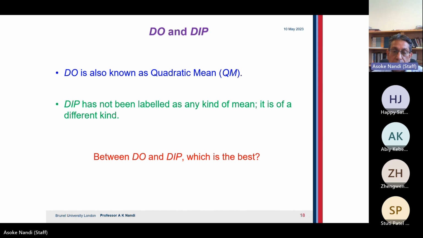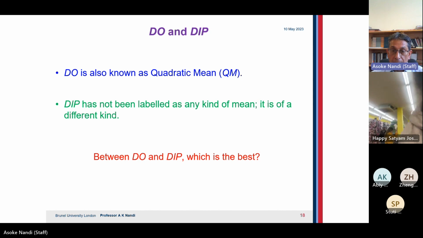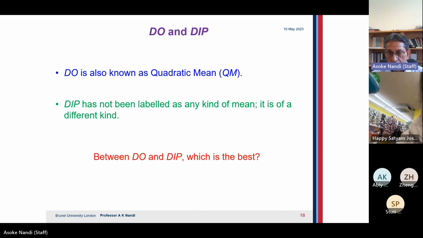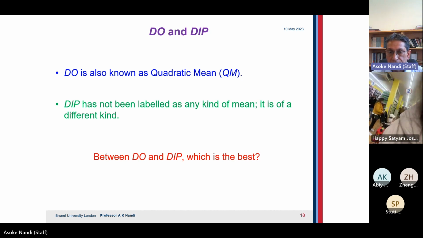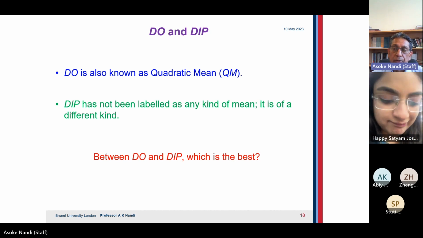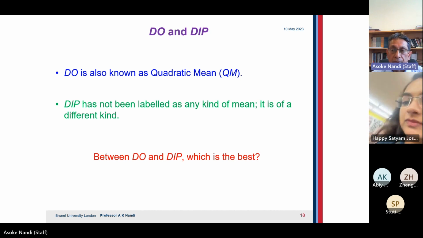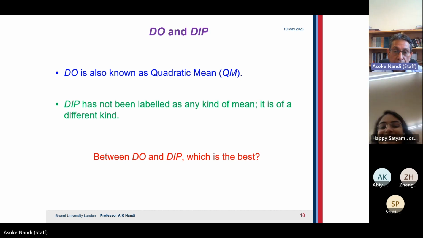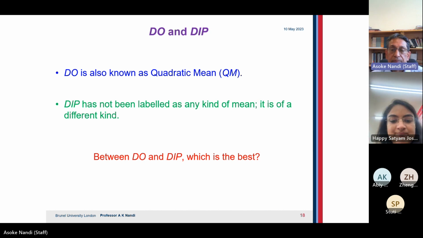And one can ask, between DO and DIP, which is the best? Of course, they didn't exist in the literature before, so I can't say there was no answer. There was no answer because nobody looked at these. But actually, we can answer this question. And it has been answered in the paper that I referred to earlier. So you can read it if you are interested further. But here, I will give you the answer.